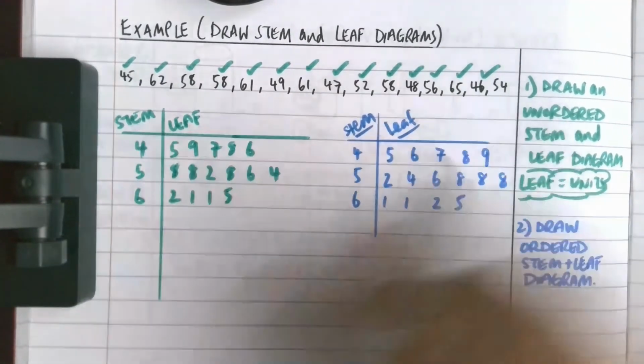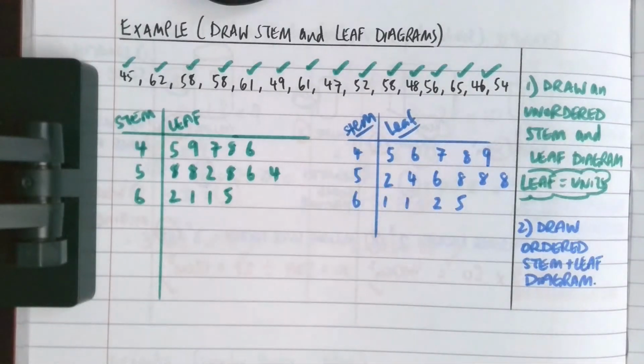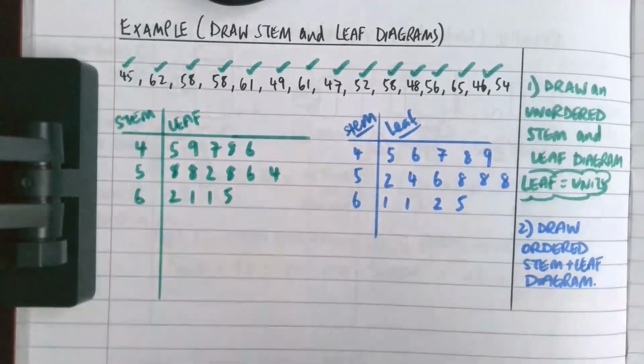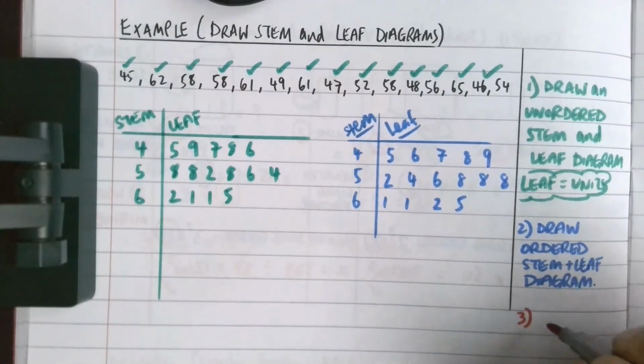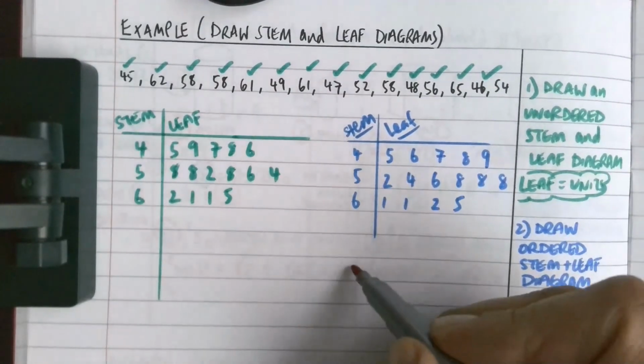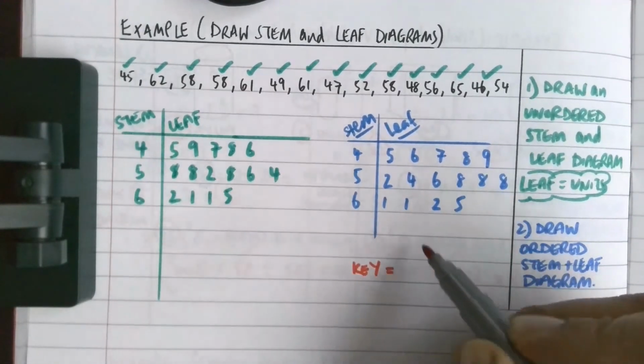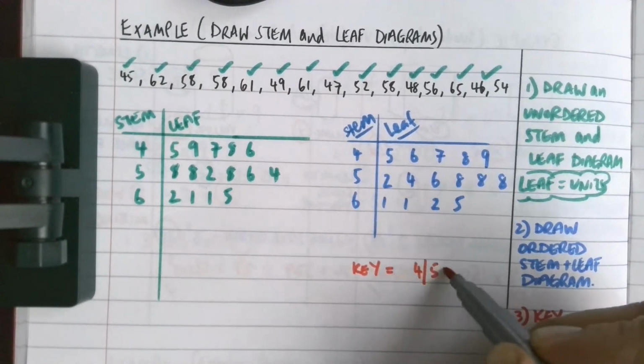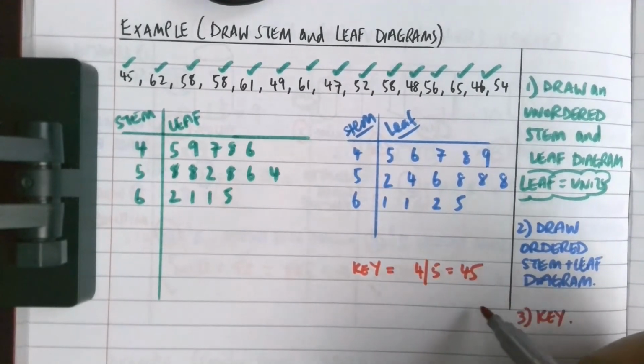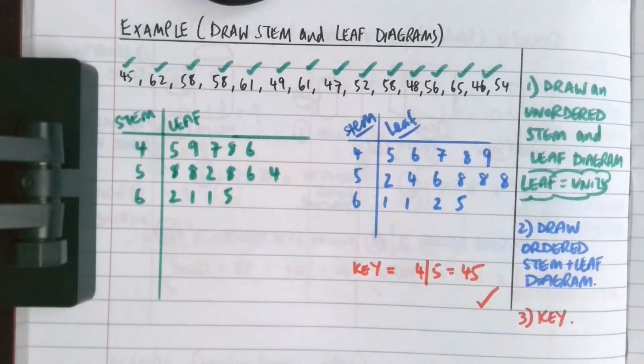And once you've drawn the ordered stem and leaf diagram, the last step will be to include the key. Again, the key is necessary to help anyone read what data is included in the stem and leaf. Okay, so we take an example from the ordered stem and leaf. I always use the first one, and that tells us that's 45, and that is the question finished.